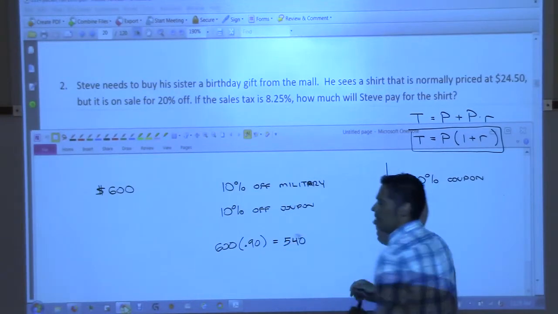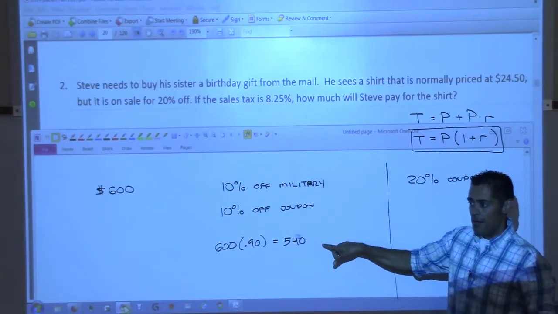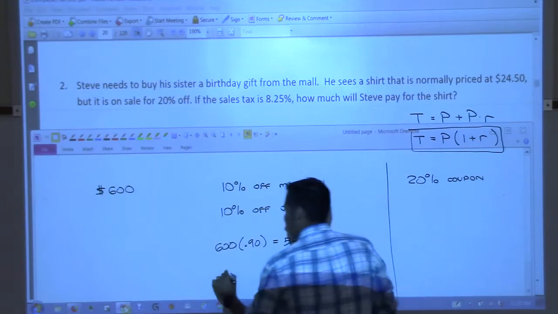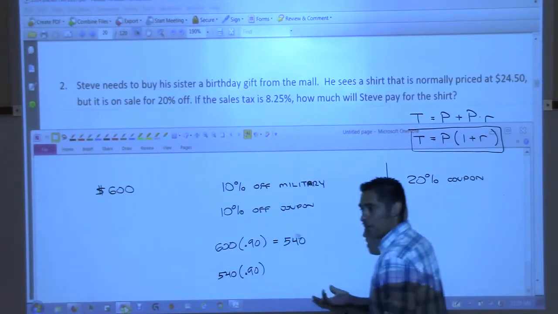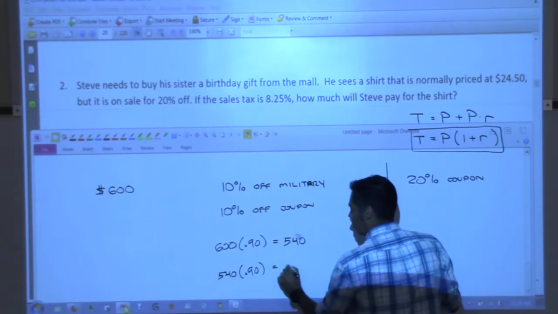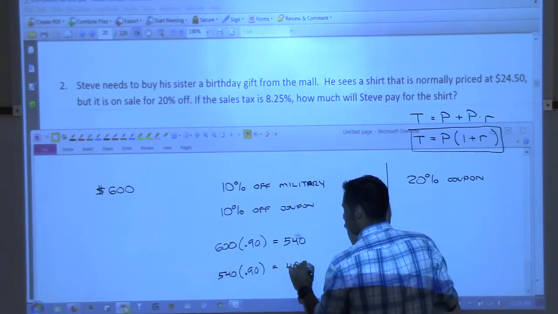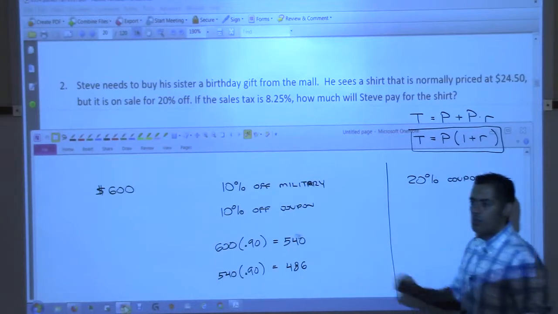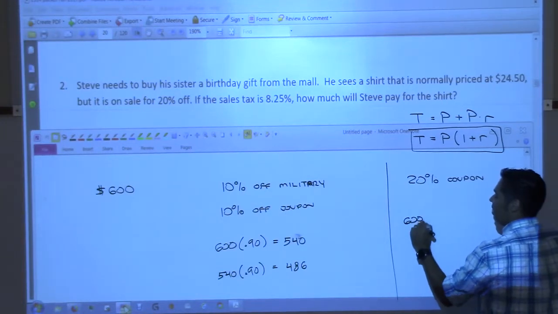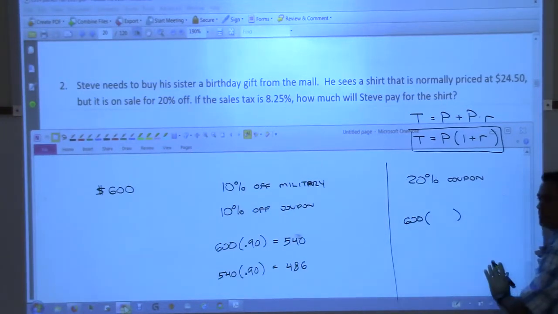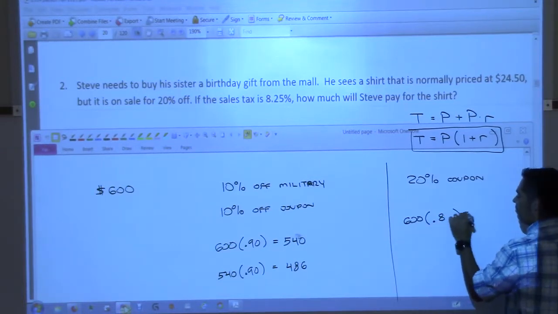And then I would do my next coupon off of that, right? So now I'm going to take 540 and multiply that times 0.9 again because I'm taking 10% off. And what is that number? 486? Okay. So that's how much the grill would be. Now, this is one coupon. So what I would do is I'd take 600 and I would multiply times what? 0.8, 20% off. And what is that number? 480.